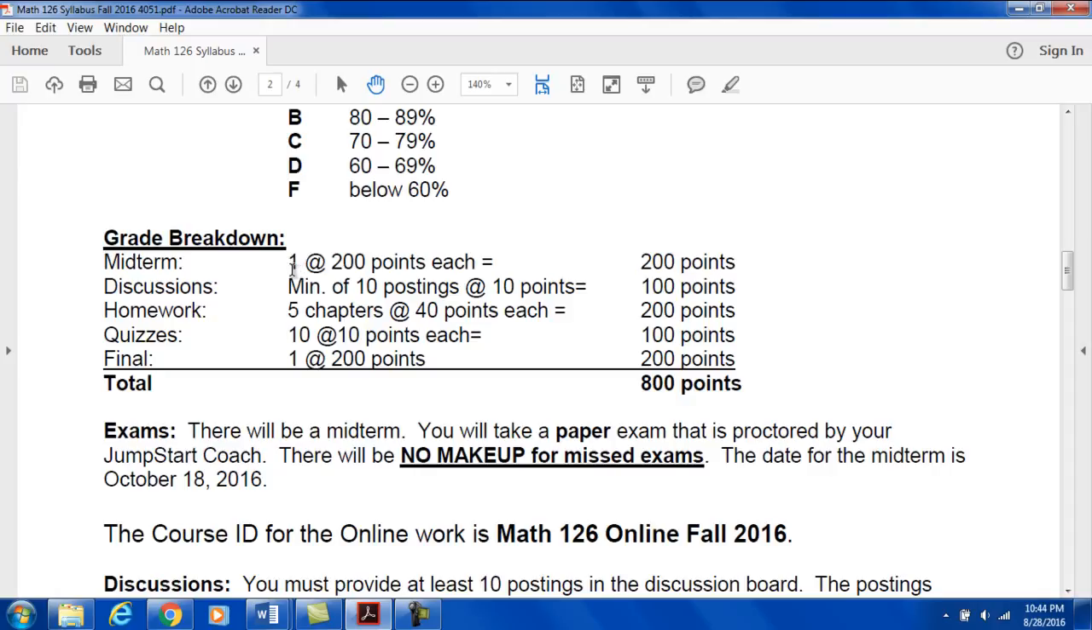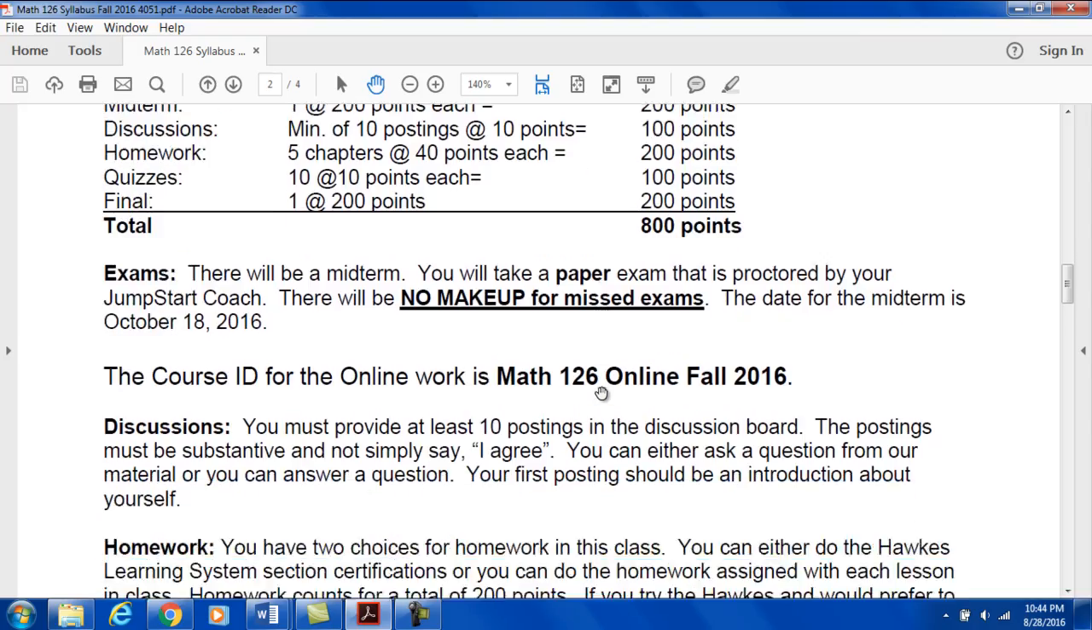Grade breakdown: midterm, 1 at 200 points each. Discussions, a minimum of 10 postings at 10 points each, so that's 100 points. So if you do 100 postings, you still get a maximum of 100 points total. Homework, 5 chapters of 40 points each, 200 points. Quizzes, 10 at 10 points each, 100 points. And final, 1 at 200 points, for 200 points.